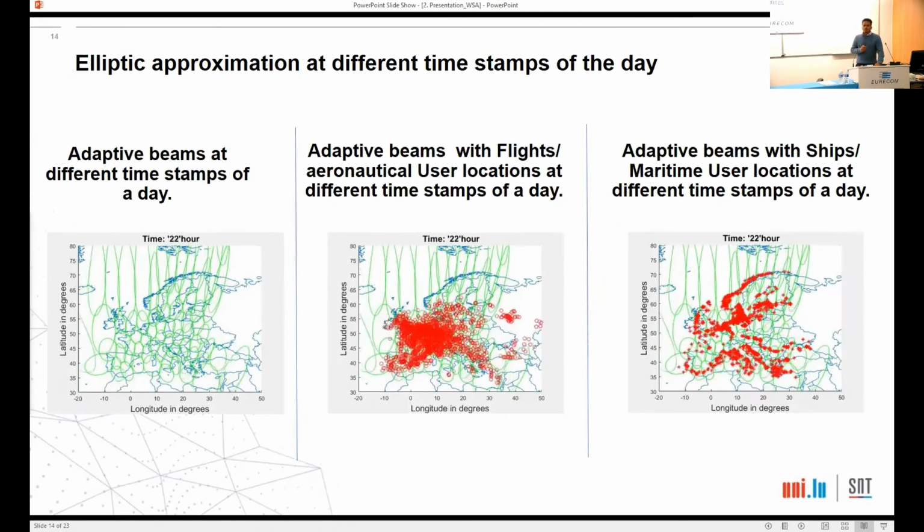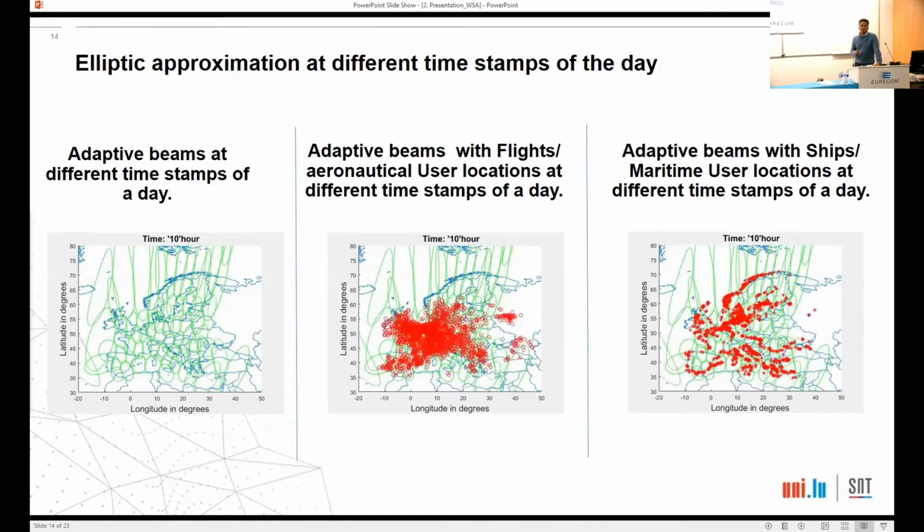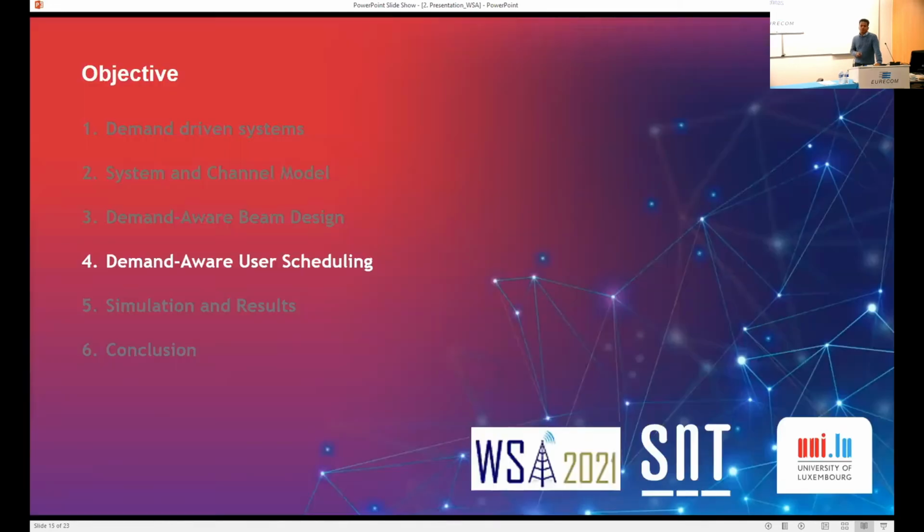That means whenever the users have been changing at different timestamps of the day, the beams are getting adapted to. So you can see that the beam shape's becoming smaller and lesser, or sometimes it's been pointed at different places. So it's more of an adaptive design. So this is one segment where we introduced adaptability. And the second one which we introduced was something called demand-aware user scheduling.